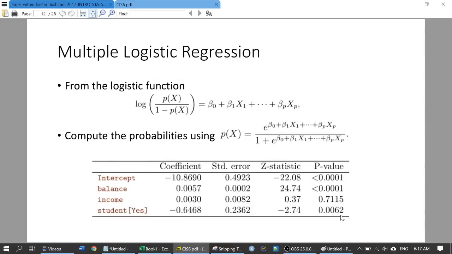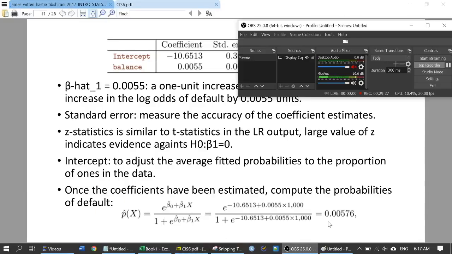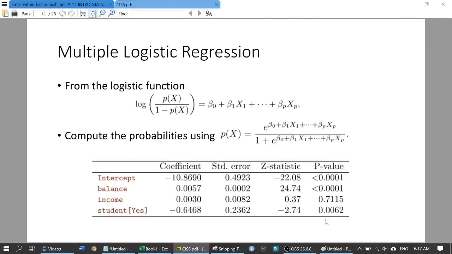So now let's talk about multiple logistic regression. From the logistic function, we have the logit function on the left hand side here, and instead of having just one predictor we can have many. To compute the probability, instead of having only one x variable, in multiple logistic regression you have more than one variable. That is the only difference.